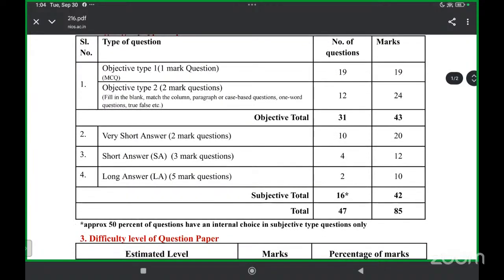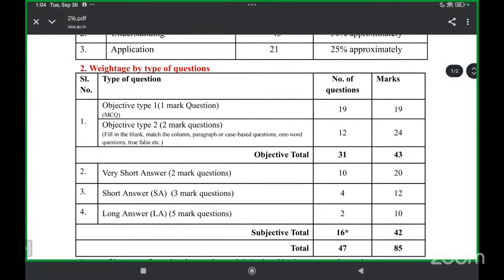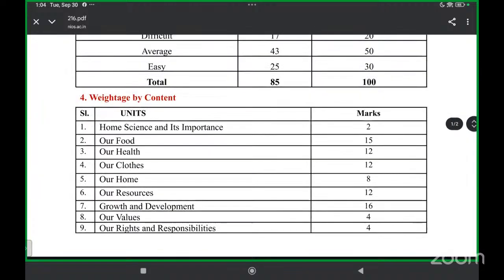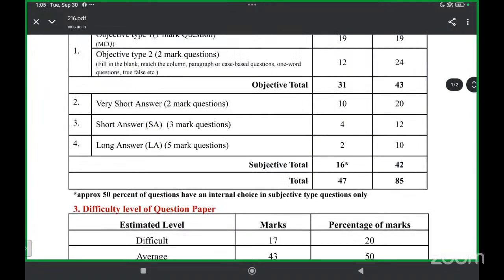Then you're going to have subjective: very short 2 marks, short answer 3 marks, and long answer 5 marks questions. 2 five-mark questions, 4 three-mark questions, and 10 two-mark questions are there. So this is easy because you're having a lot of objective questions which are scoring. Very short and short are also very scoring, and long. So this is the pattern.